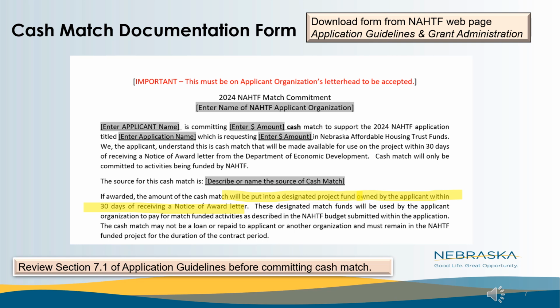If awarded, the signer is agreeing that the applicant will place the amount of unrestricted cash match into a designated project fund owned by the applicant within 30 days of receiving the notice of award letter. These designated match funds will be used by the applicant organization to pay for match-funded activities. The cash match may not be a loan or repaid to the applicant or repaid to another organization. It must remain in the trust fund's project for the duration of the contract period. Also, cash match should not be confused with leverage, which is entered into the leverage table. Cash match is not to be entered as an amount on the leverage table.